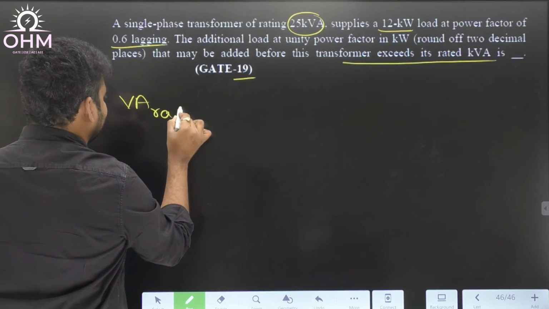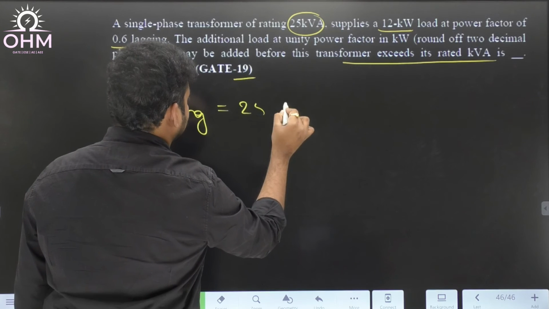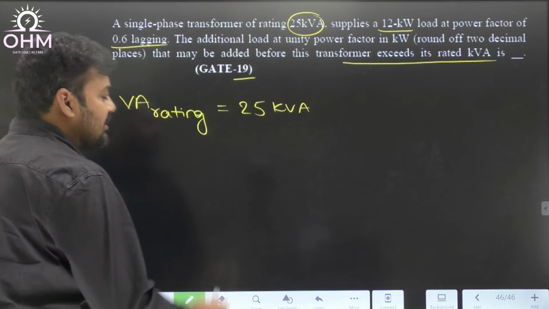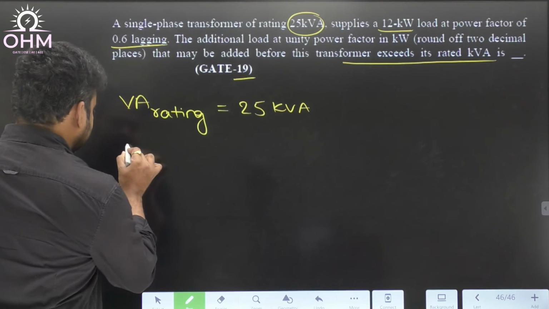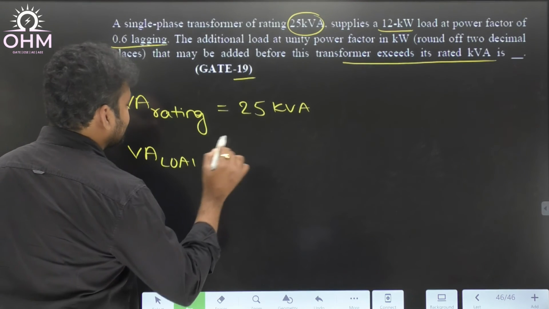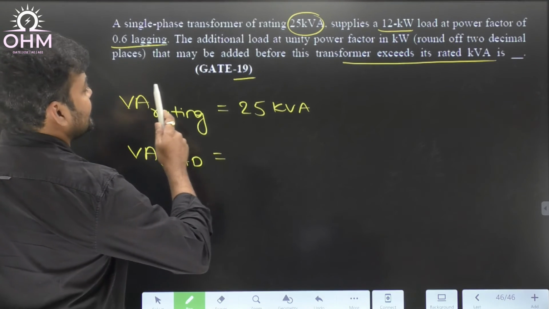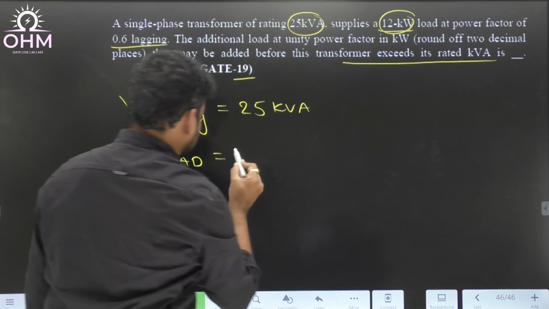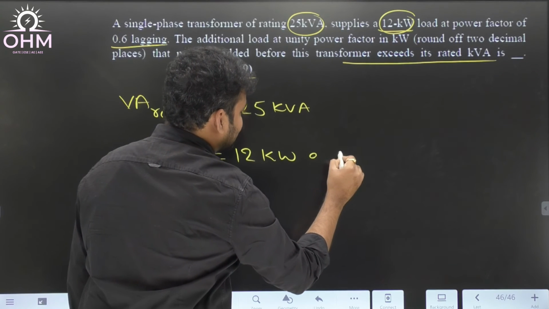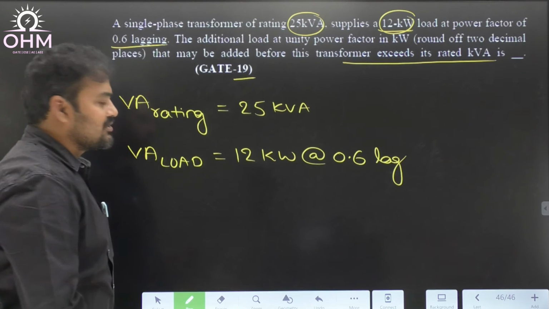The rating of the transformer is equal to 25 kVA. Okay. Now, what is the load already existing? The already existing load is 12 kilowatt, was given, right? 12 kilowatt at how much power factor? 0.6 lagging. Yes or not?